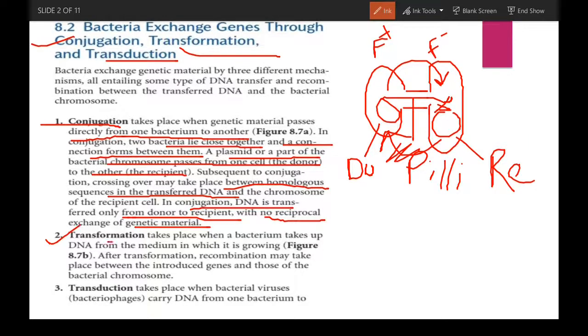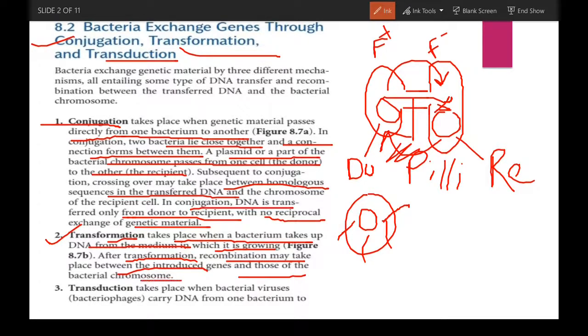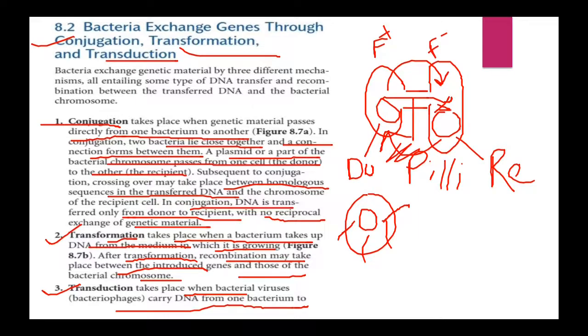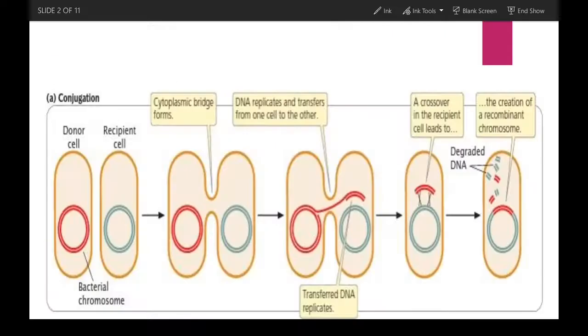Second is, of course, transformation, which takes place when a bacterium takes up DNA from the medium in which it is growing. So the bacterium takes up DNA from the surrounding material, right, and then crossing over takes place. After transformation, recombination may take place between the introduced genes and those of the bacterial chromosome. While transduction takes place when bacterial viruses, bacteriophages, carry DNA from one bacterium to the other. It is a complex mechanism. We will study about it in the next video. This video, on the other hand, focuses only on conjugation.